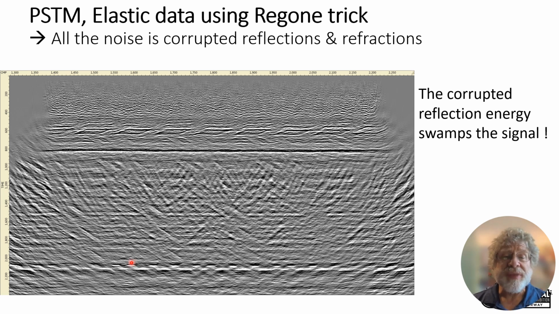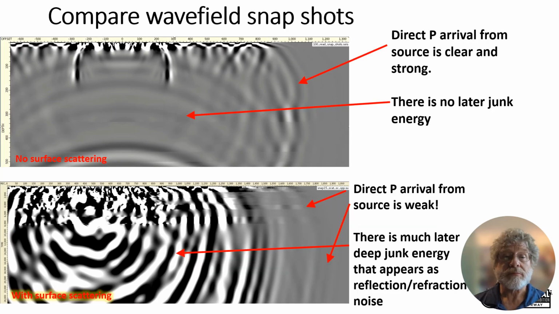But even though in this case, using the Carl Rigoni trick, we get a very noisy result. That shows you the strength of all those junk reflections, which are a big problem. And the problem is here, this junk energy that occurs after the first arrival. The fraction of energy that's direct P arrival is actually very low.